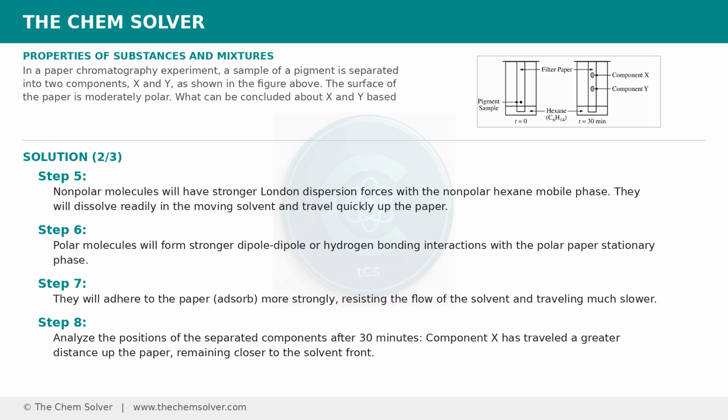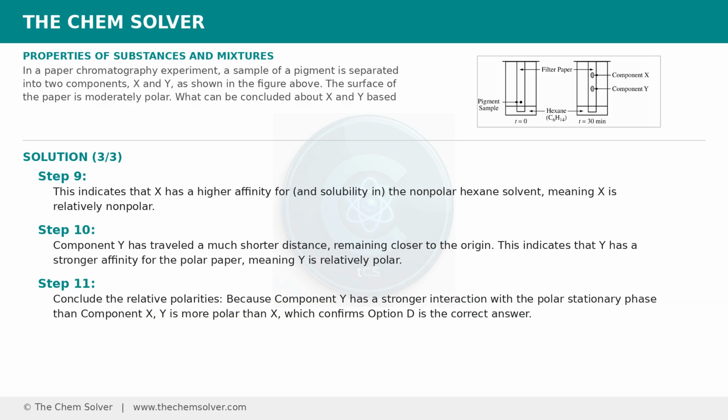Analyze the positions of the separated components after 30 minutes. Component X has traveled a greater distance up the paper, remaining closer to the solvent front. This indicates that X has a higher affinity for and solubility in the nonpolar hexane solvent, meaning X is relatively nonpolar. Component Y has traveled a much shorter distance, remaining closer to the origin.